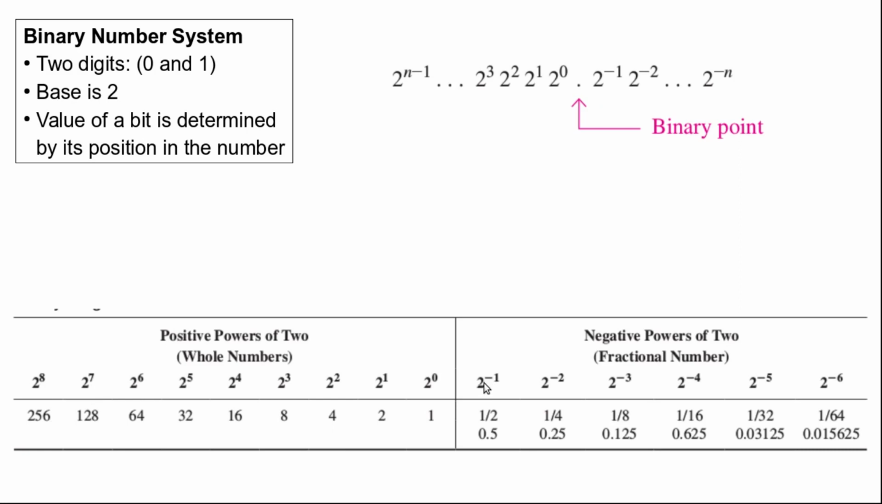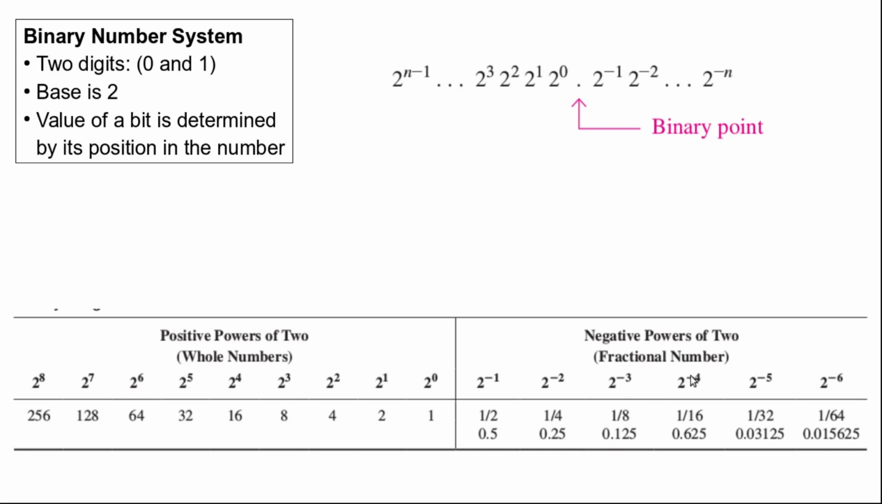Similarly, 2 to the power minus 1 is 1 divided by 2 to the power 1, which is 1 divided by 2, so it's 0.5. 2 to the power minus 2 is equal to 1 divided by 2 to the power 2, which is 1 divided by 4, and 1 divided by 4 is 0.25. 2 to the power minus 3 is equal to 1 divided by 2 to the power 3, which is 1 divided by 8, and 1 divided by 8 will be 0.125.